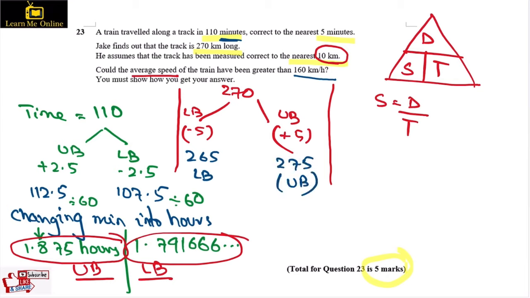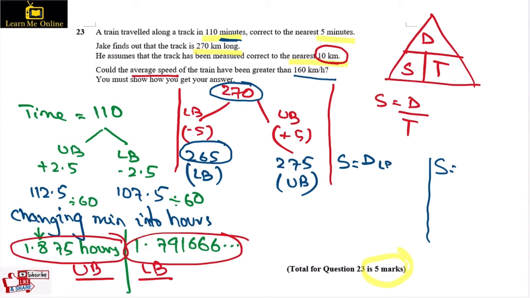Now we know the distance with the lower bound and the time with the upper bound, or we do the other way: the distance with the upper bound and the time with the lower bound. These are the two possibilities, and we see whether it's exceeding 160 or not. So for the first one, the distance of the lower bound is 265 and the time of the upper bound is 1.875. We divide them together.